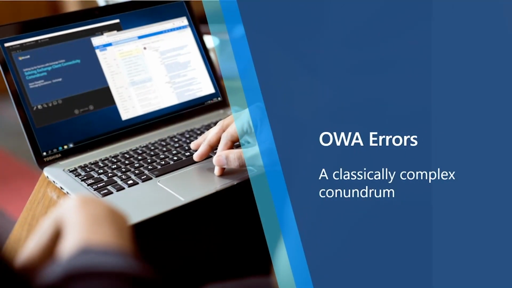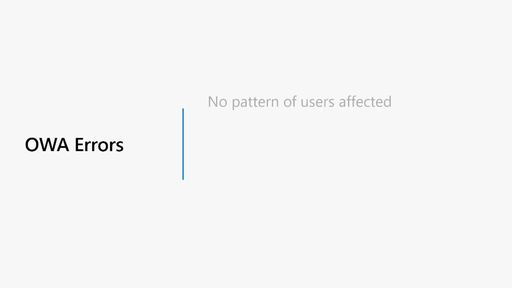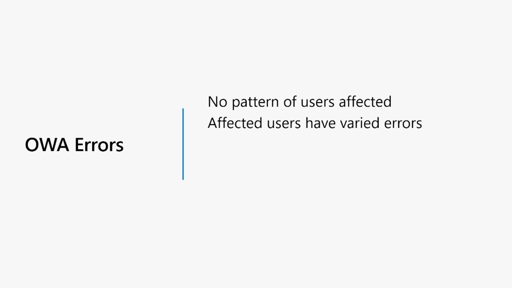Our last scenario is a classic but complex issue, OWA JavaScript errors. In this scenario, we've got end users unable to log into OWA. After scoping, this is what we find. There seems to be no pattern to which users are affected. The error message is similar, but not the same across affected users. And using a different browser sometimes changes the behavior, but not always.